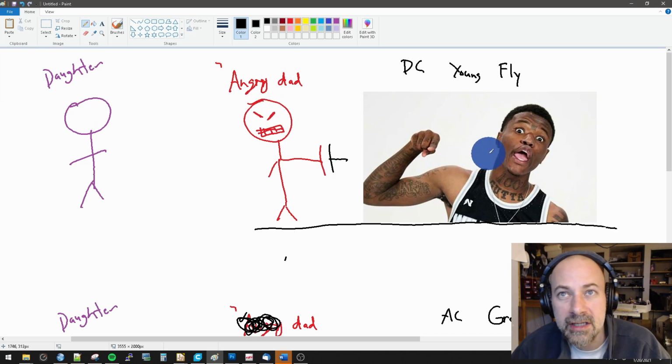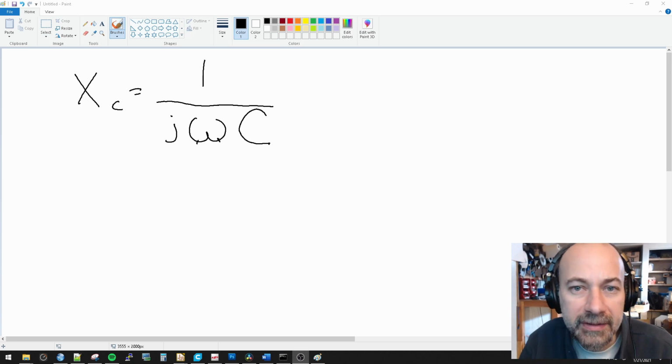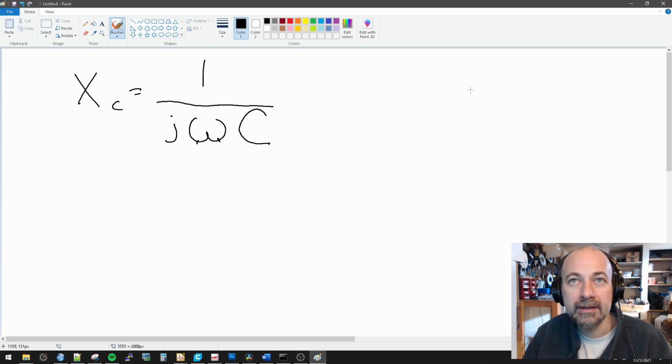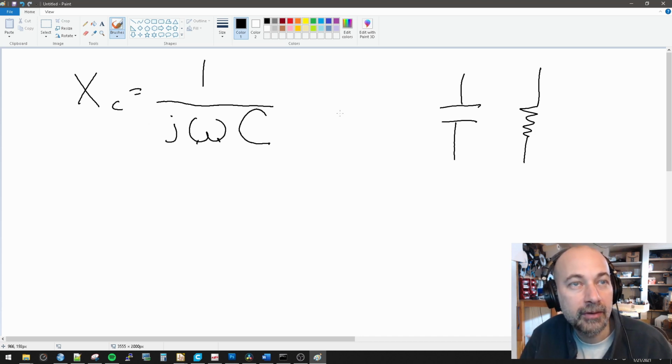capacitors block DC. Okay, so let's talk about the equation for capacitive reactance, which is essentially the resistance of a capacitor at a given frequency. You can look at a capacitor as just a resistor, but it's only at a certain frequency, and it's going to change depending on frequency. That's kind of the whole point of the capacitor thing.